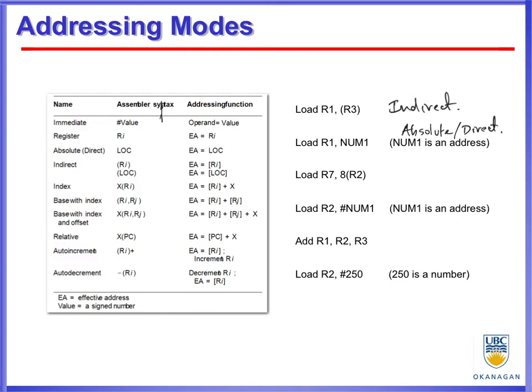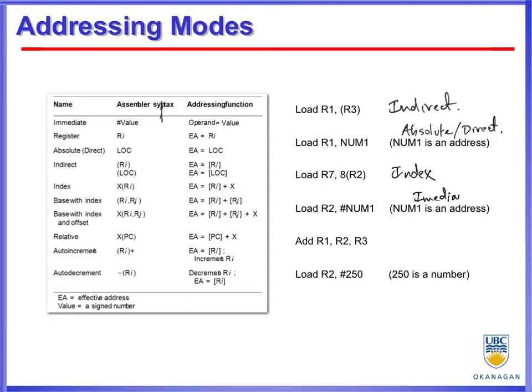Next one. Indexed, right? Again, we got parentheses, so it's got to be indirect or index. We've got an 8 in front of it, which means that the effective address of the operand is going to be the address that's stored in R2 plus 8. So that would be indexed. Now the next one is obviously immediate, right? Because of the pound sign.